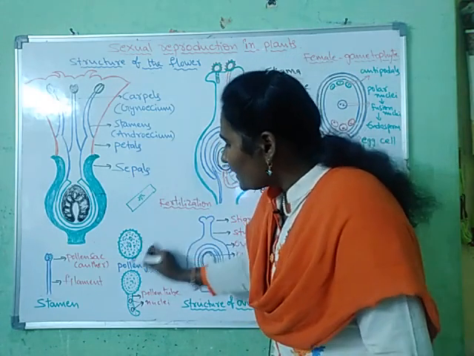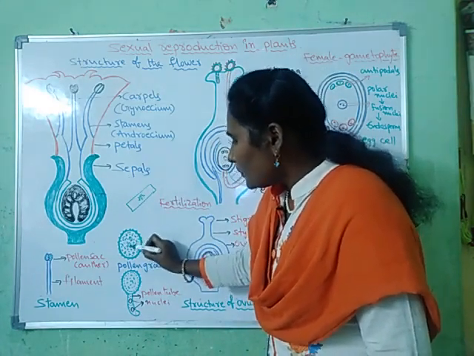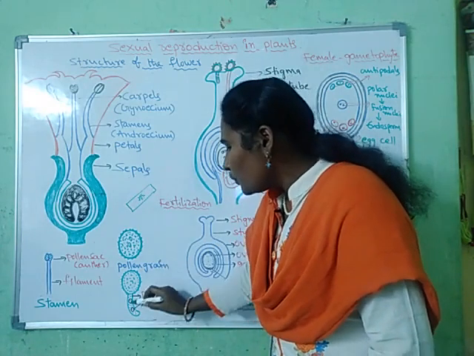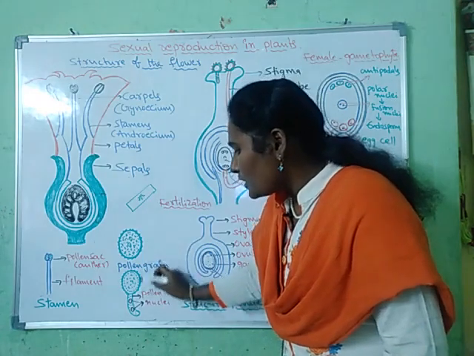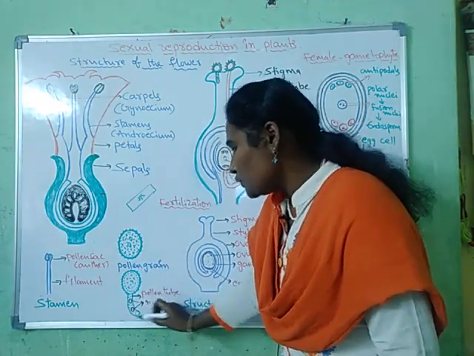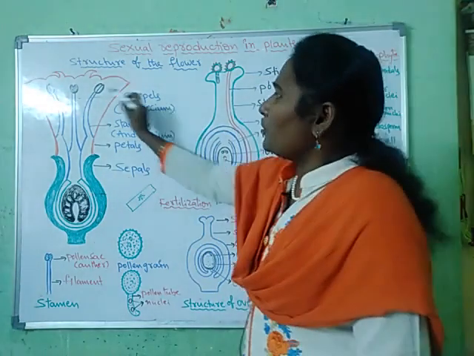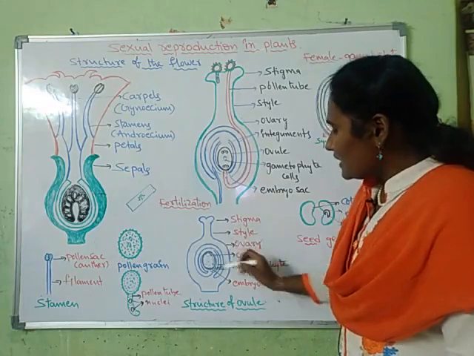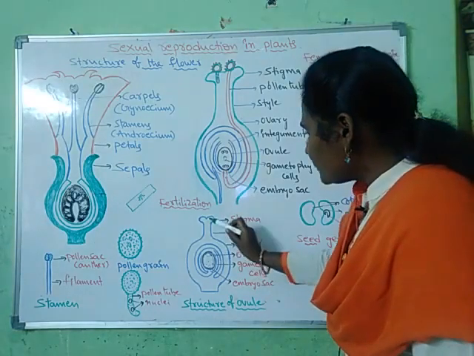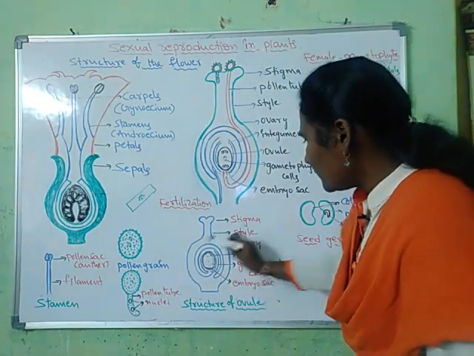Every pollen grain consists of two cells. One of the two cells is a tube cell. The tube cell consists of two nuclei. So, when the pollen grain germinates, the pollen grain forms a pollen tube. Next, the female portions, carpels or gynoecium. Here the carpels contain three main parts: stigma, style and ovary.